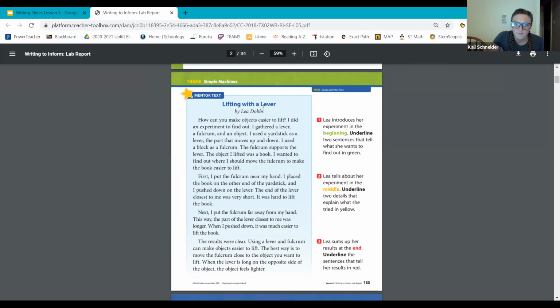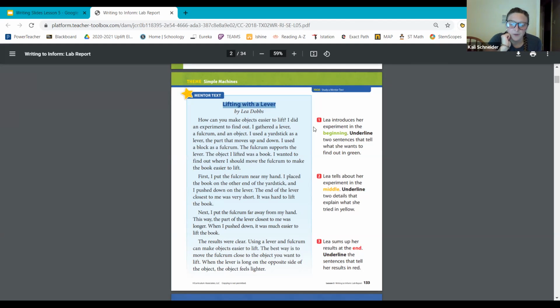Lifting with a Lever, that is our title, by Leah Dobbs. How can you make objects easier to lift? I did an experiment to find out. I gathered a lever, a fulcrum, and an object. I used a yardstick as a lever, the part that moves up and down. I used a block as a fulcrum. The fulcrum supports the lever. The object I lifted was a book. I wanted to find out where I should move the fulcrum to make the book easier to lift.